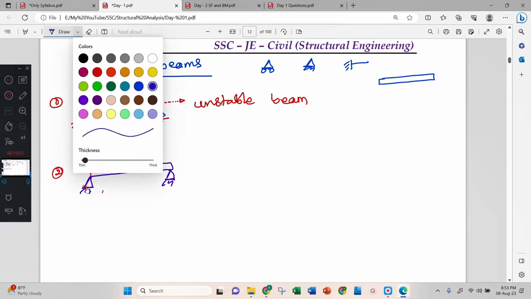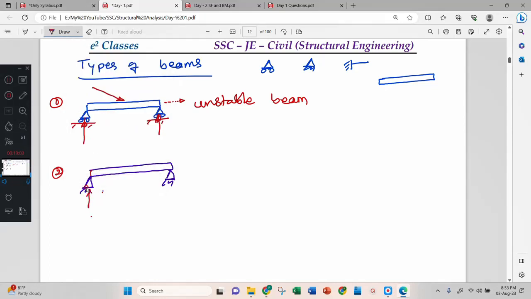There will be two reactions. One is vertical here, horizontal here, horizontal here. Now, if I apply some horizontal force, the beam will not move, which means the beam is stable.